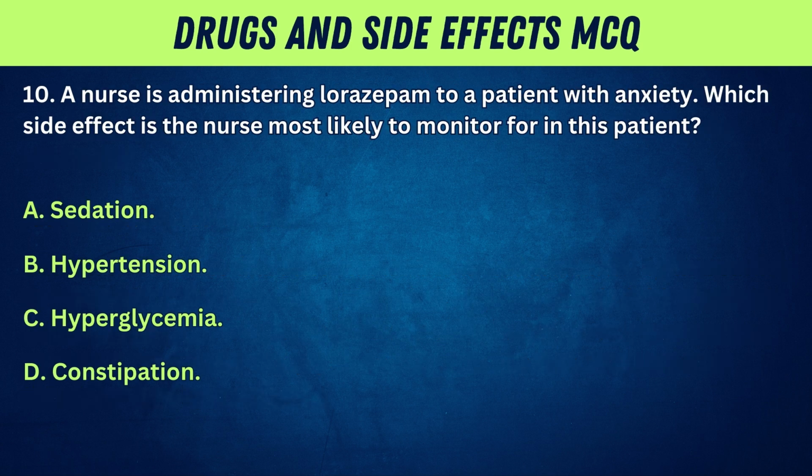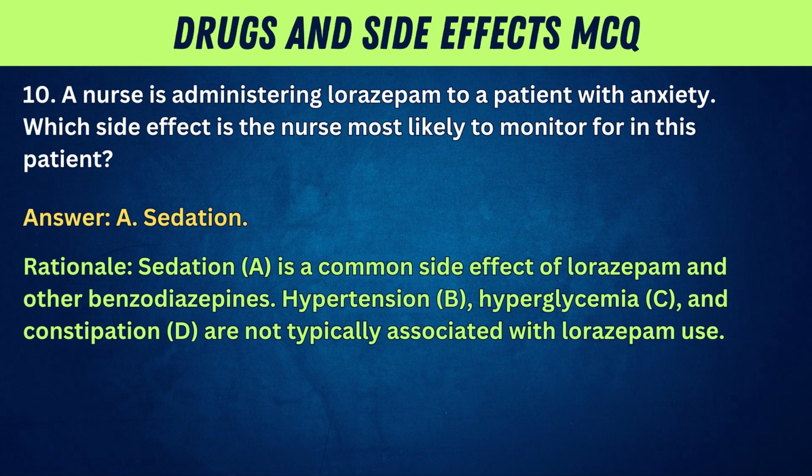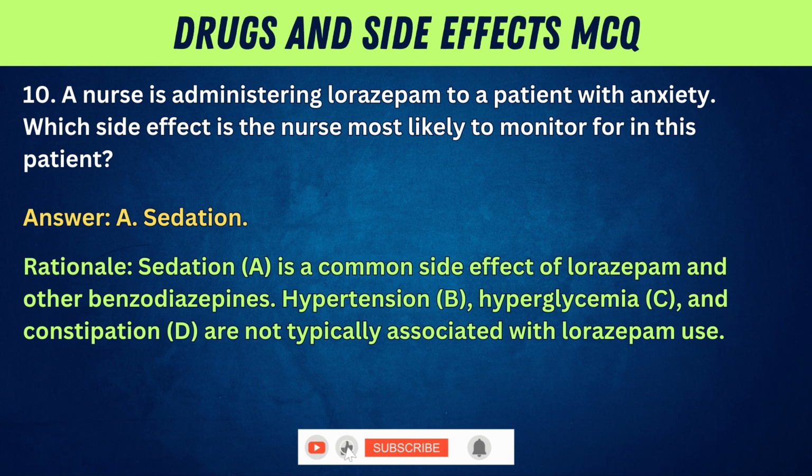10. A nurse is administering lorazepam to a patient with anxiety. Which side effect is the nurse most likely to monitor for in this patient? A. Sedation. B. Hypertension. C. Hyperglycemia. D. Constipation. Answer: A. Sedation. Rationale: sedation, A, is a common side effect of lorazepam and other benzodiazepines. Hypertension, B, hyperglycemia, C, and constipation, D, are not typically associated with lorazepam use.